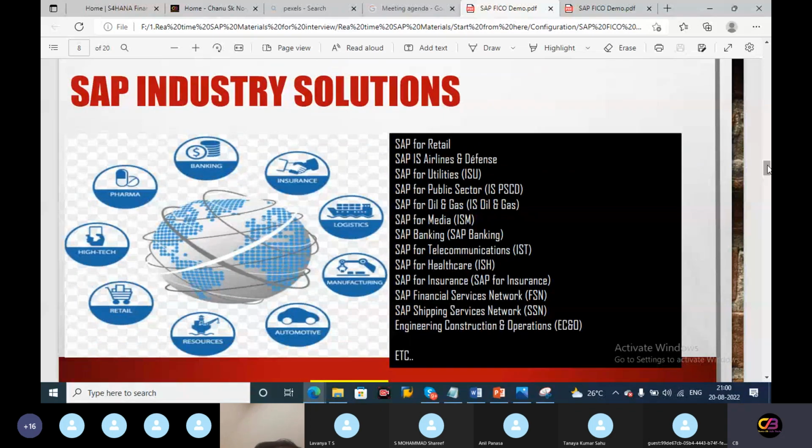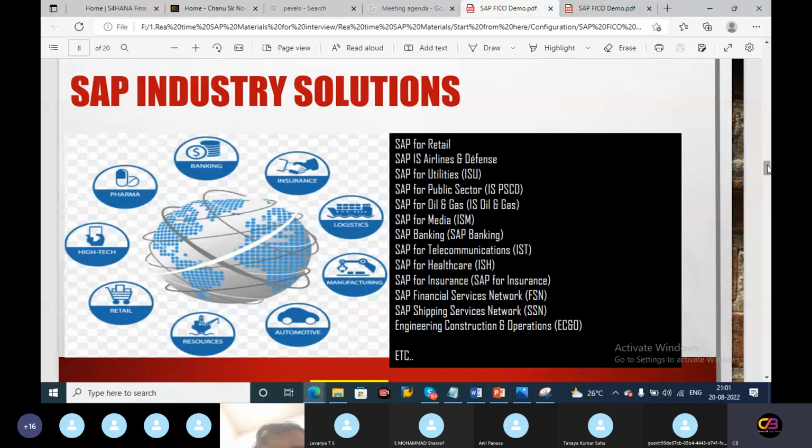And here, what are the industry solutions? So what are industry solutions? Here I just provided some of the industry solutions like banking, insurance, logistics, manufacturing, automotive, resource, retail, high tech, pharma. So these are all industry solutions of SAP. Okay, SAP has provided industry solutions.